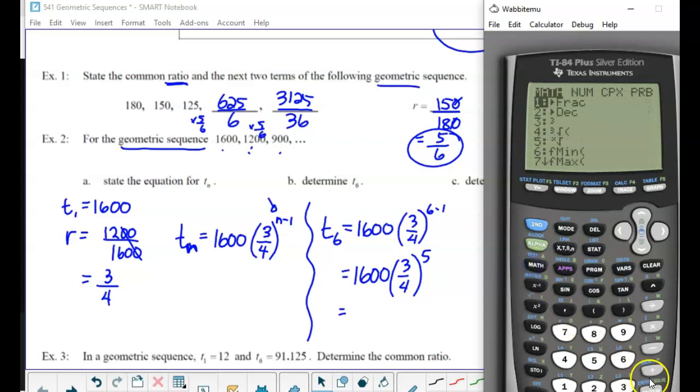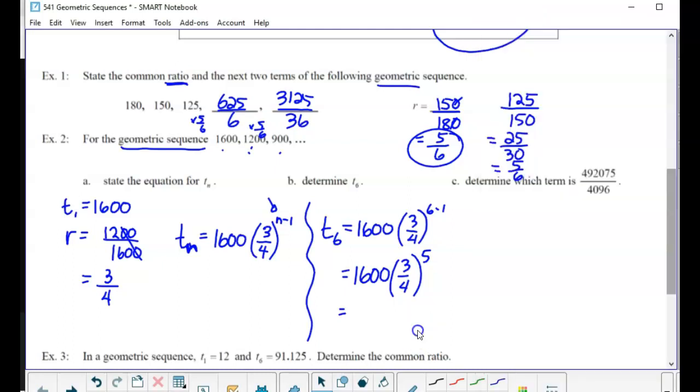Okay, and it's not actually given as a fraction. You came up with a common ratio that's a fraction. So I guess you could have used 0.75. But we usually ask for reduced fractions. So that would be 6,075 over 16.